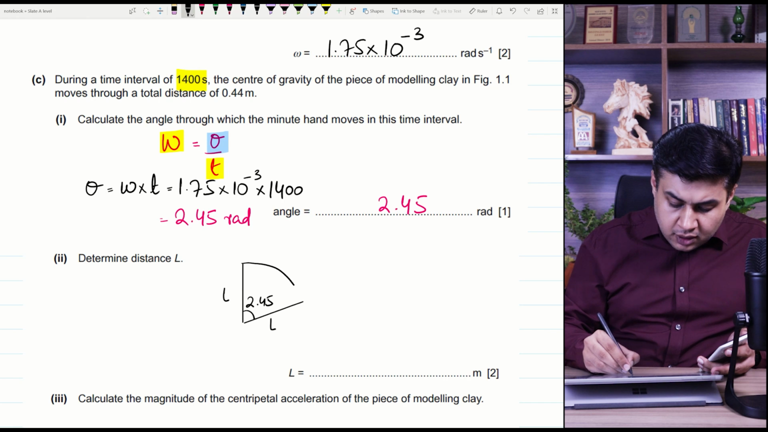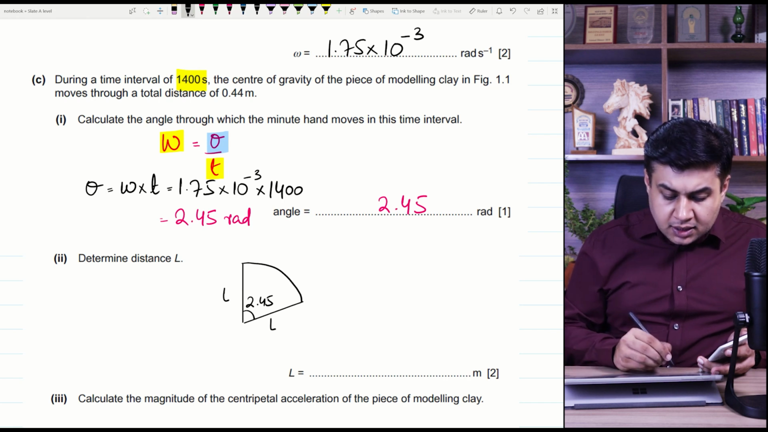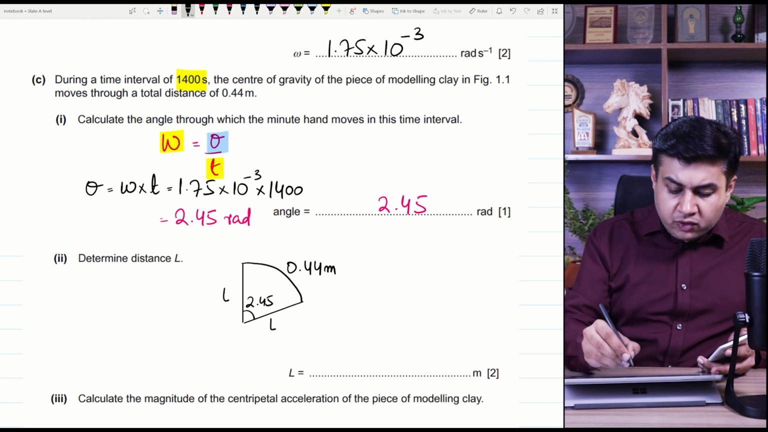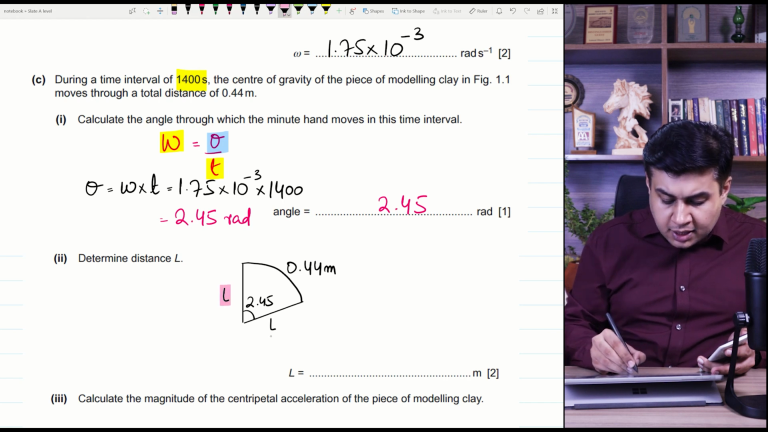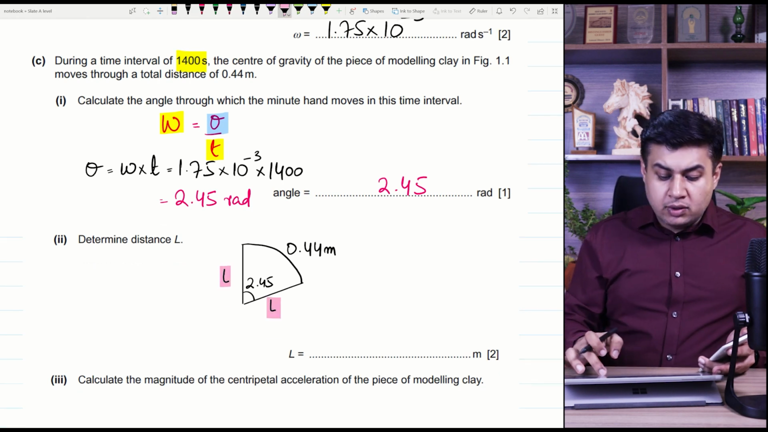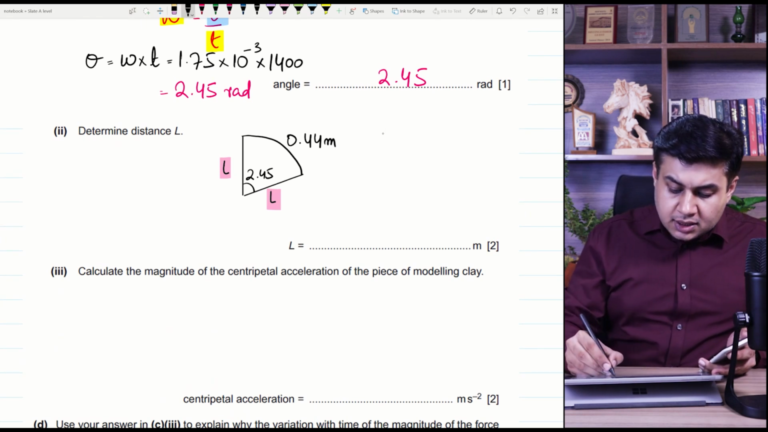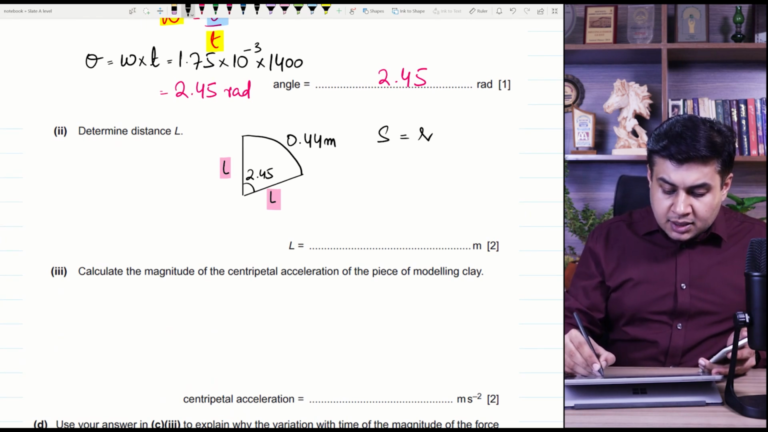ठीक है, you have this distance as well. He has said this total distance covered is 0.44 meters, and you have to find the value of L, which is marking the radius in this case. So how you will find this radius? Simply by applying the equation of arc length, which is S equals R theta.